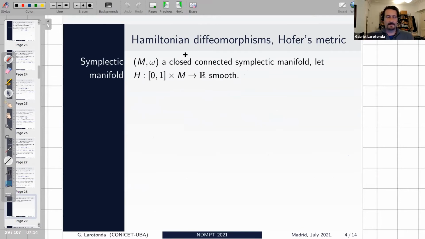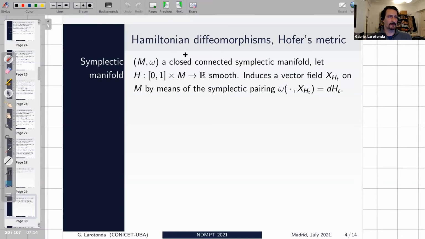So now, as a motivation for the rest of the constructions, let me discuss a bit the classical metric for the group of symplectomorphisms, constructed by Hofer around the 90s. You take any function H of a real parameter t and a point m that is smooth in a closed connected symplectic manifold M, and then this one, by means of the symplectic pairing, induces a vector field, which is defined by duality, right? You take the exterior differential of H at its t.